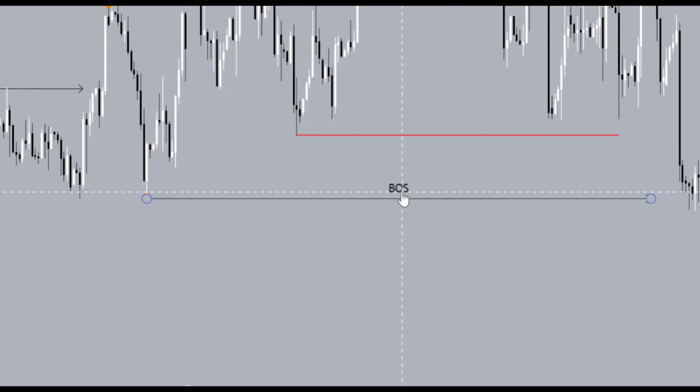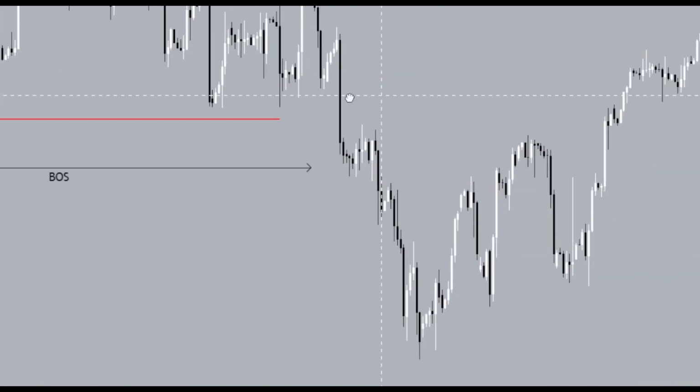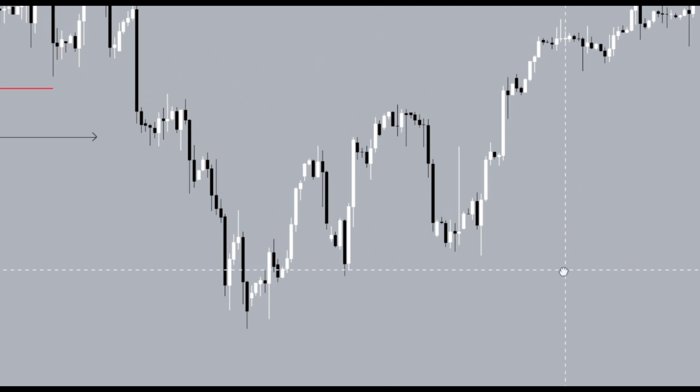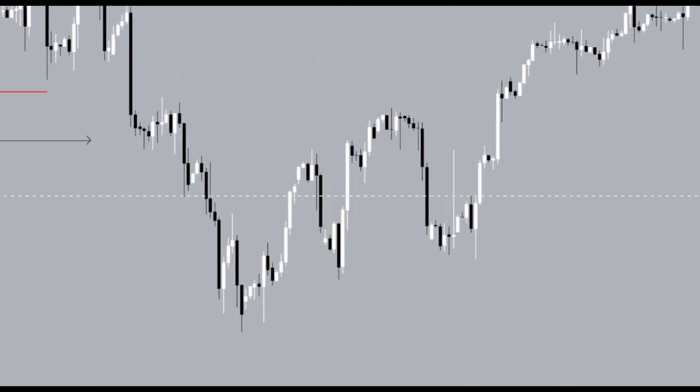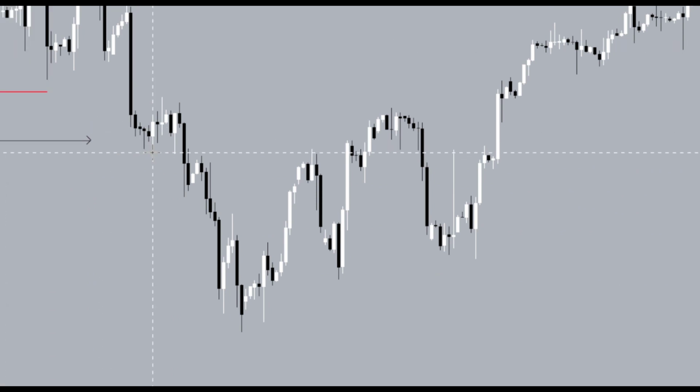Excellent. So now from here, we apply the same rules again, right? We still want to mark out our structure over here. So again, remember a pullback represents 2 candles, right? We want to see at least 2 candles for a pullback. So this here is what we classify as a pullback.